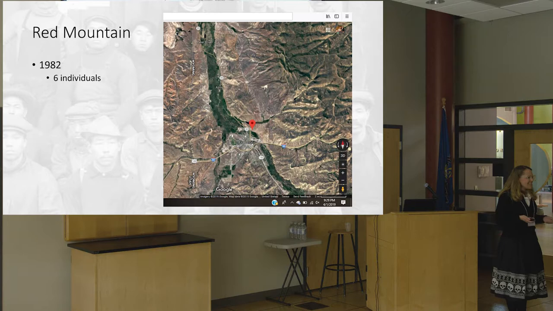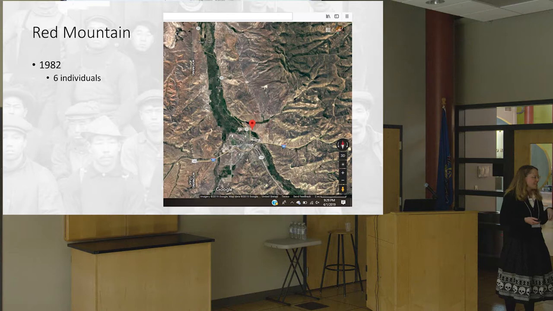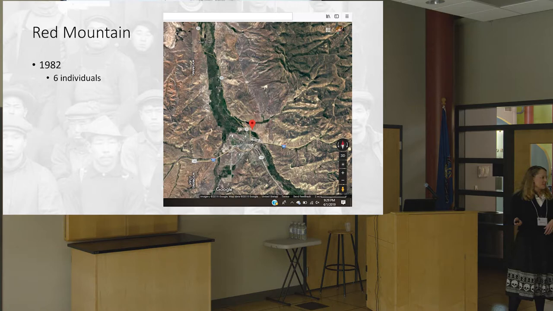And the best they can tell from some really strange historic records is some of the miners who came to work at this area had previously been employed in another place in the state of Wyoming called Red Mountain Copper Mine. So they just kind of said, hey, we're the Red Mountain dudes. And here we are. So it became known as Red Mountain.